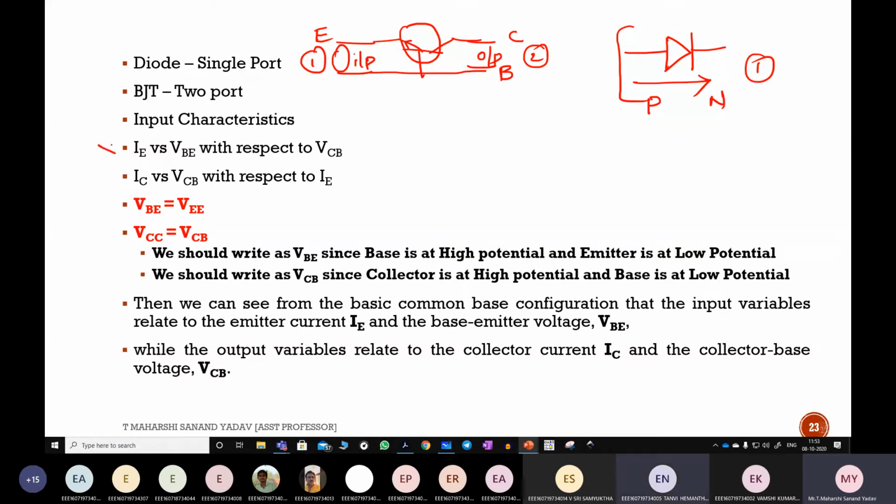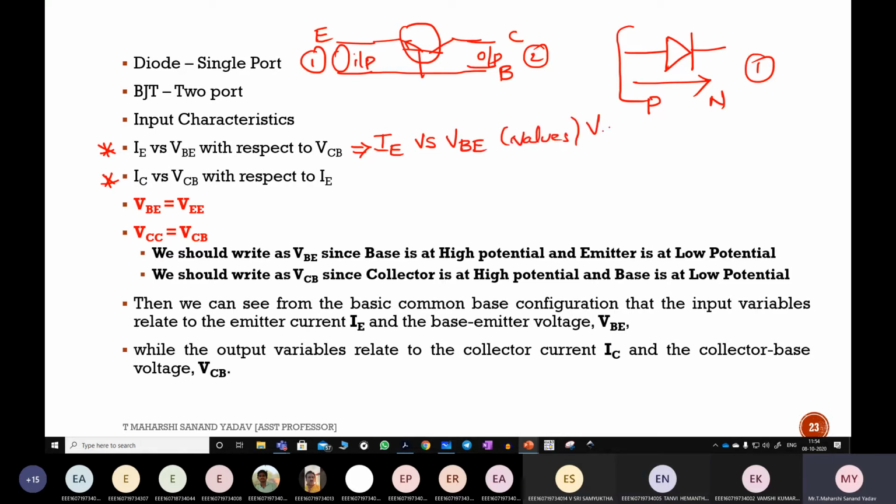Now comes the picture. This is an important notation. Here we need to draw the transfer characteristics, input followed by output. See here, what we know: input current is IE. Input current IE versus input voltage VBE for different values.